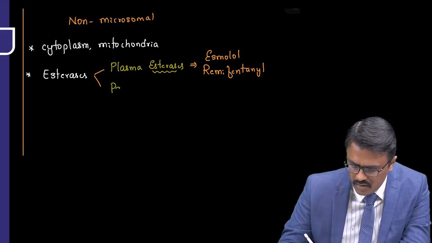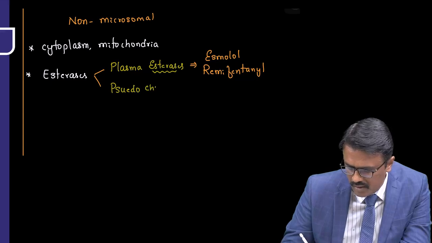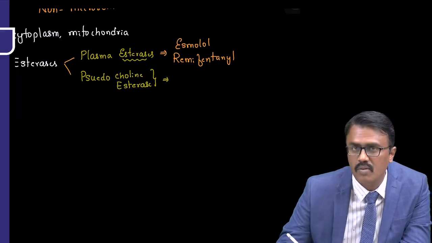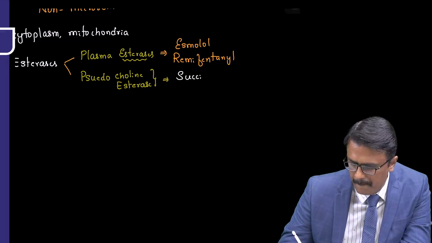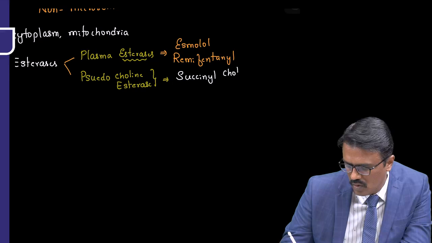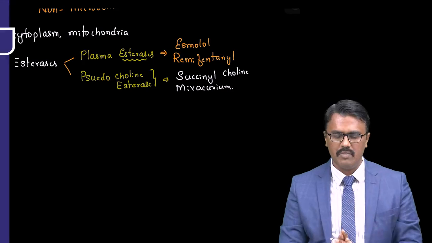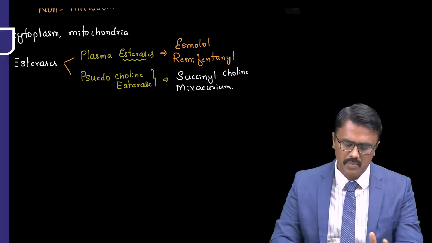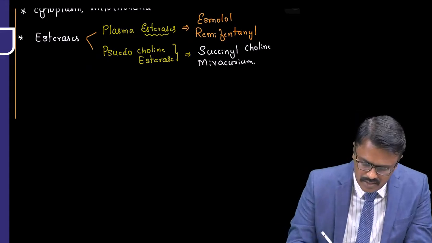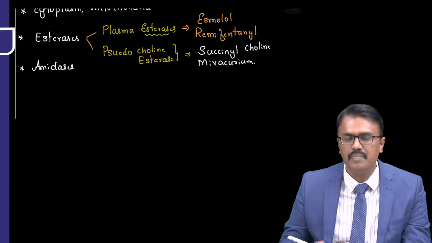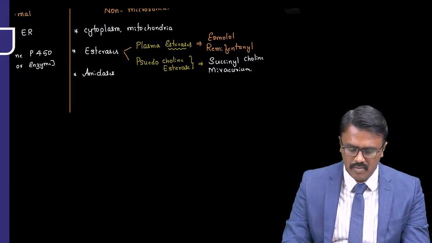Now there is one more esterase called pseudocholinesterase. Pseudocholinesterase will metabolize two important drugs. One is succinylcholine, and mivacurium. So we'll understand them again when we come to systemic pharmacology. Remember, usually the drugs metabolized by esterases are usually shorter acting. That is a point. So examples we understood: esterases, then amidases. So all these are classical examples of the non-microsomal enzymes.